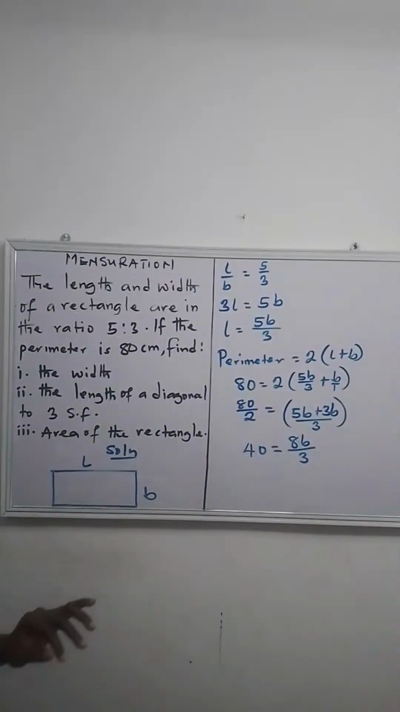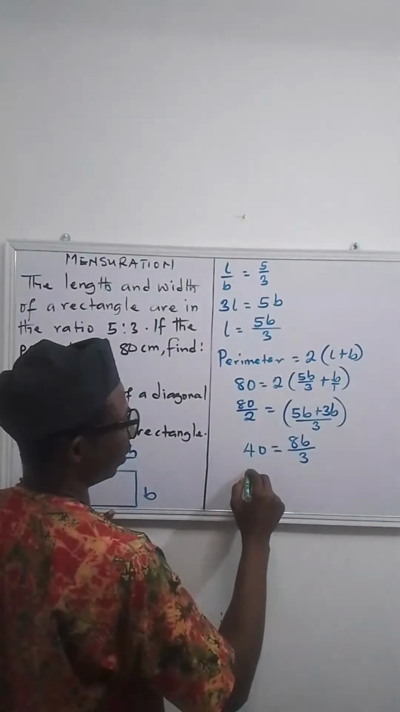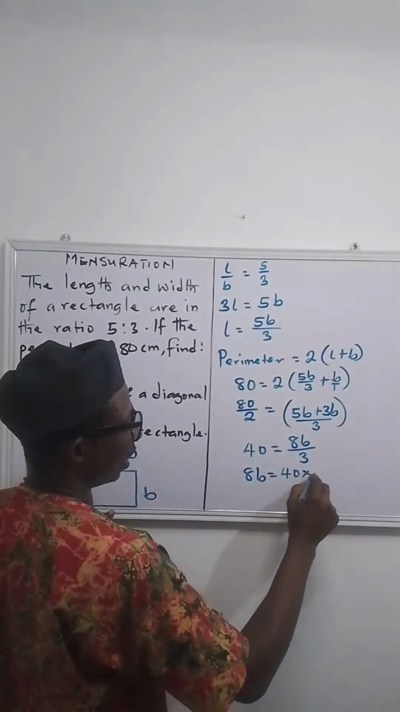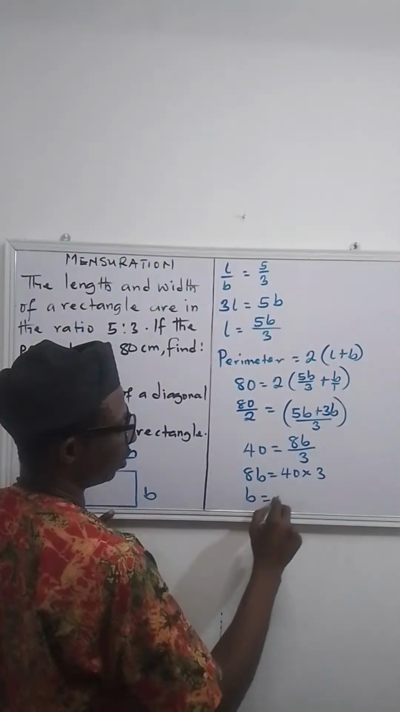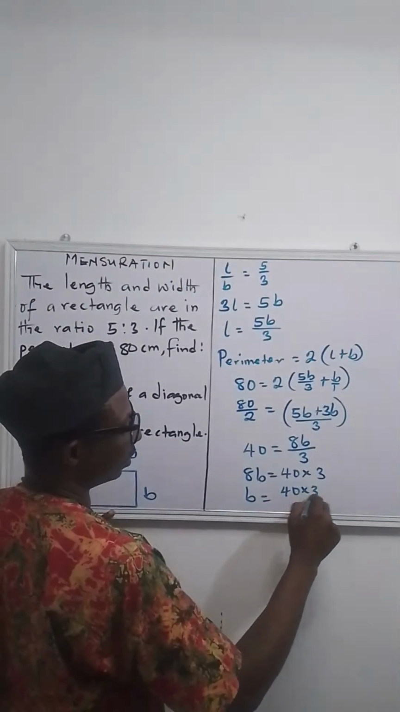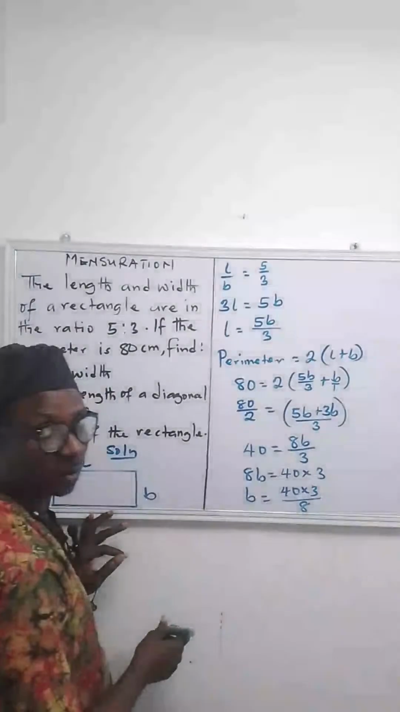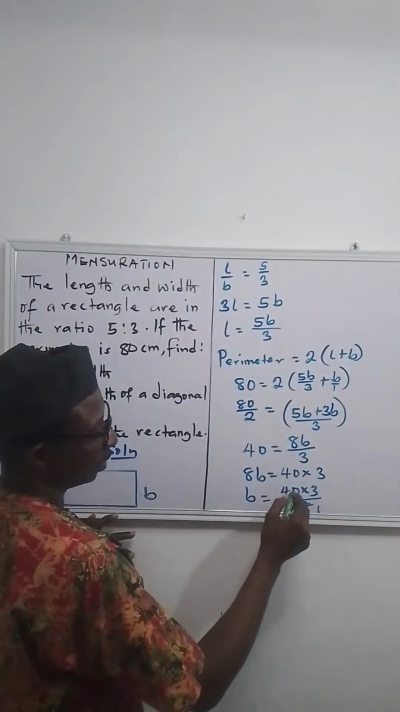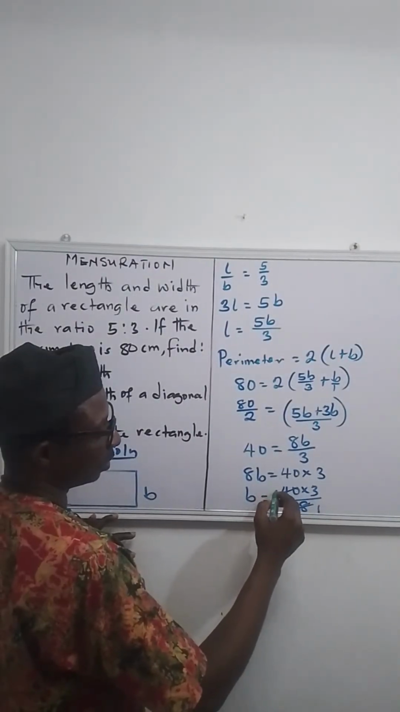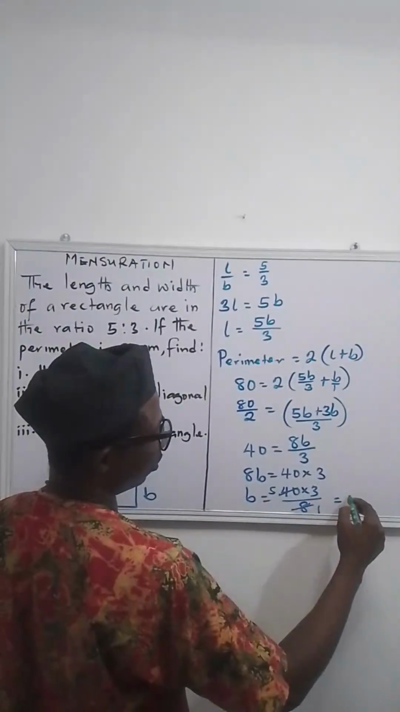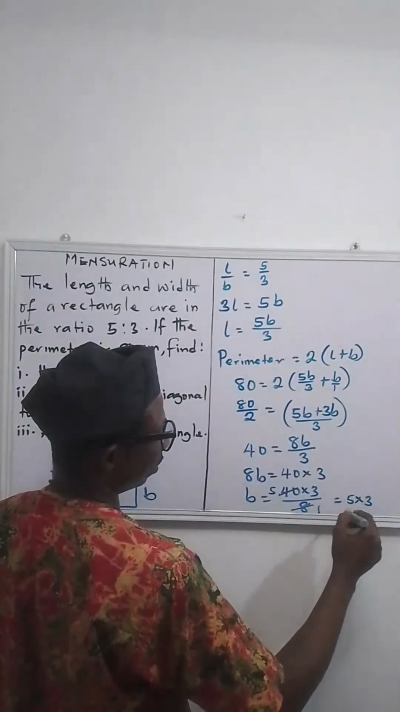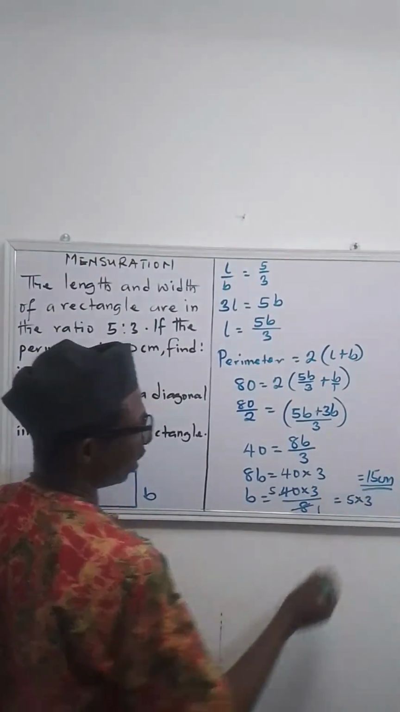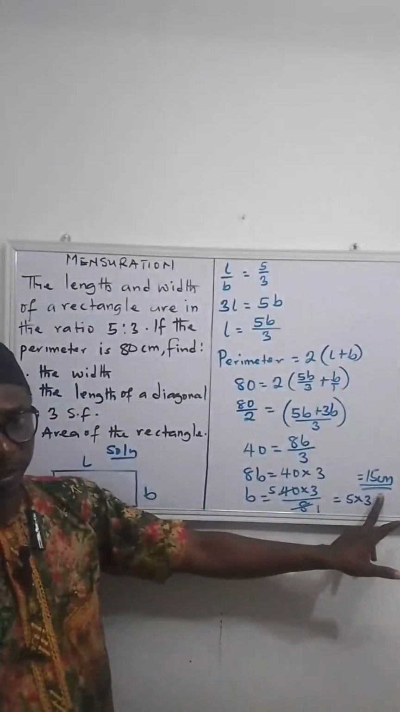So what do we do next? We cross multiply. We have 8b equals 40 times 3. So we have b equals 40 times 3 over 8, when you divide both sides by 8. Now 8 goes into 8 once, 8 goes into 40 five times. So that means b is going to be 5 times 3, and that gives you 15 centimeter. So we have the width to be 15 centimeter.